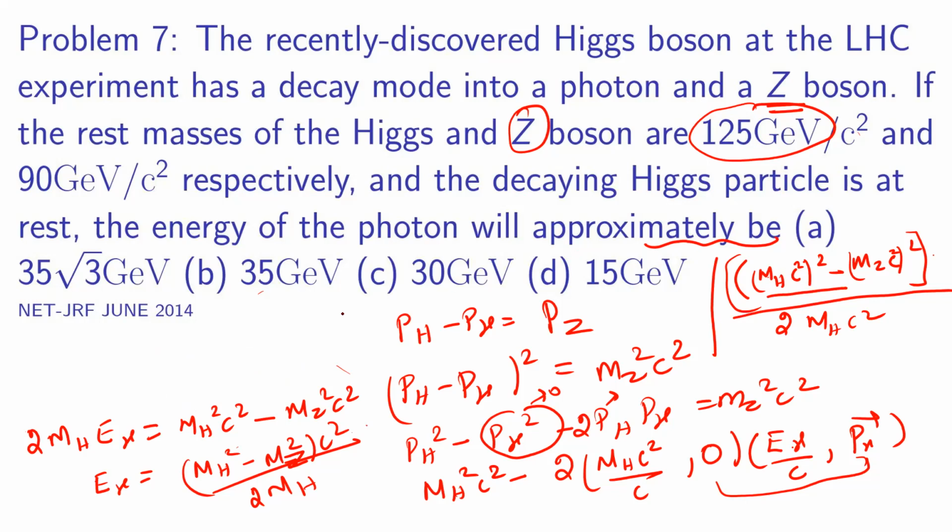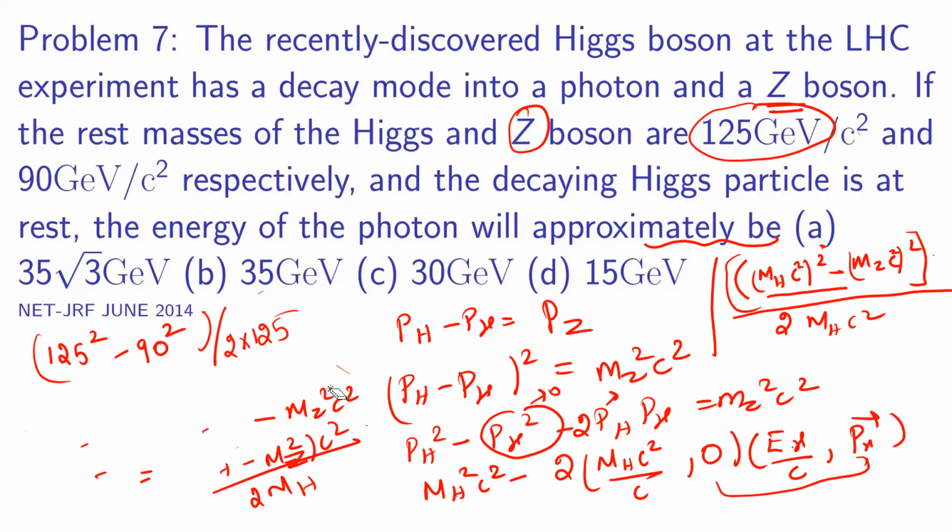So instead of mc square here, I can write 125 square because there's a square here. There's a square there. And m_z c square, that is what's z minus 90 square. Okay, because m_z c square whole square we have got here. And divided by twice m_h c square. Twice m_h c square is again 2 into 125. This is E gamma.